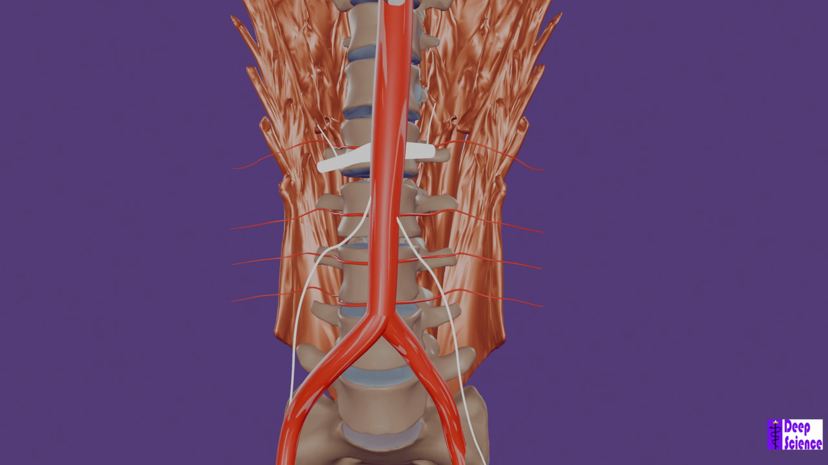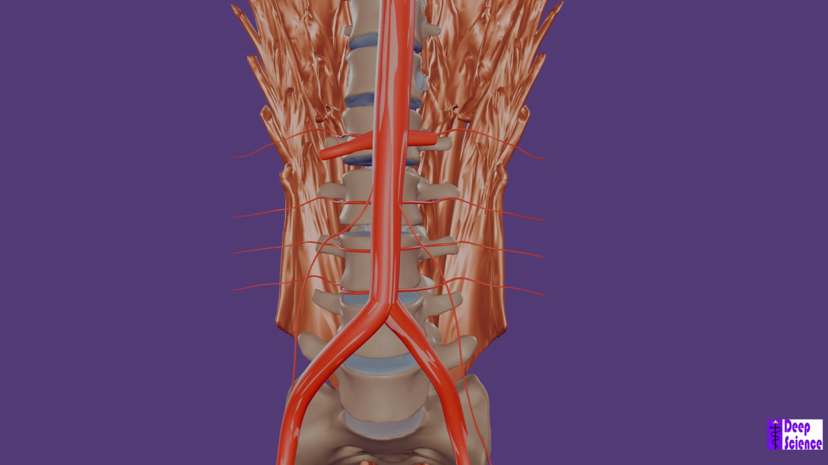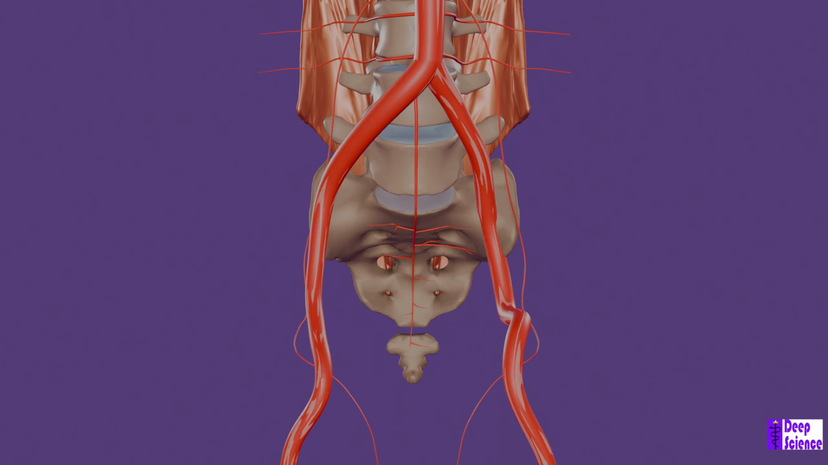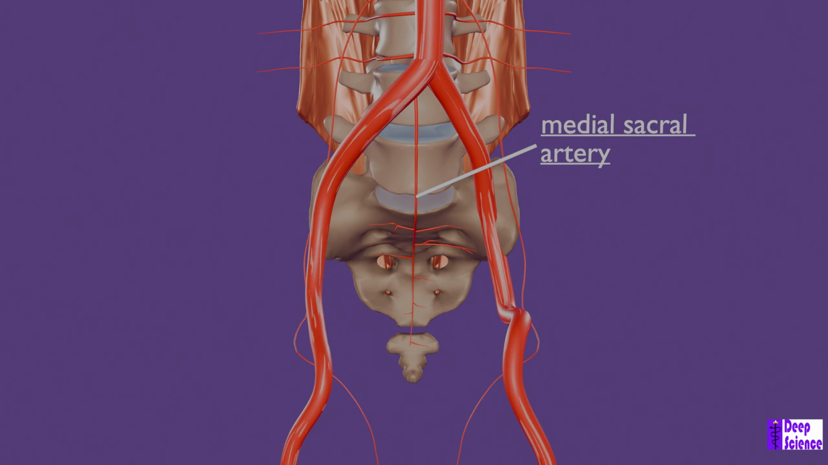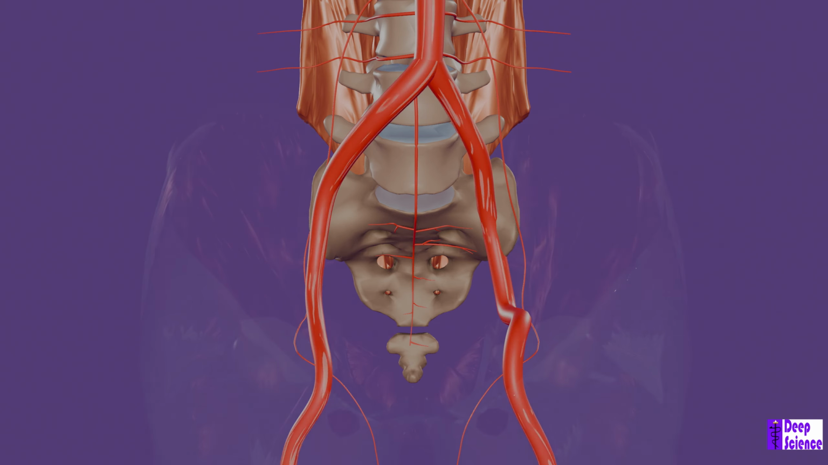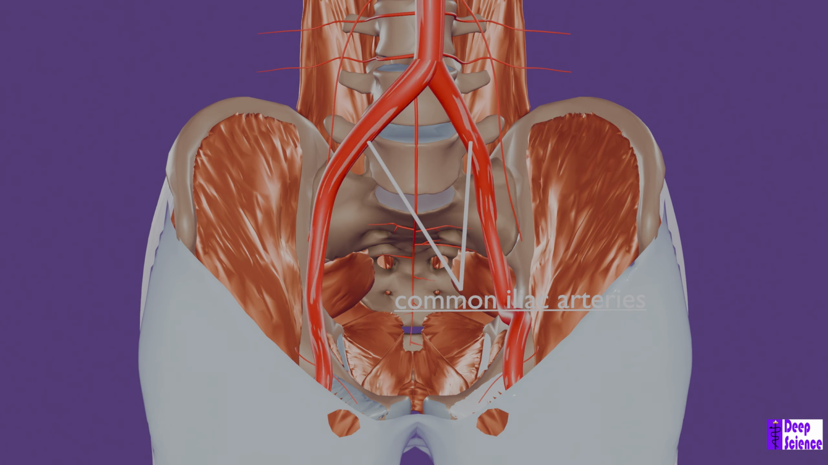Gonadal arteries arise below the renal arteries and descend to the gonads. The gonads can be ovaries in females or testes in males. Aorta gives off the medial sacral artery for the last bones of the vertebral column, the sacrum and coccyx. Now at this point the aorta gives up and branches into the common iliac arteries for the pelvis and lower limbs.